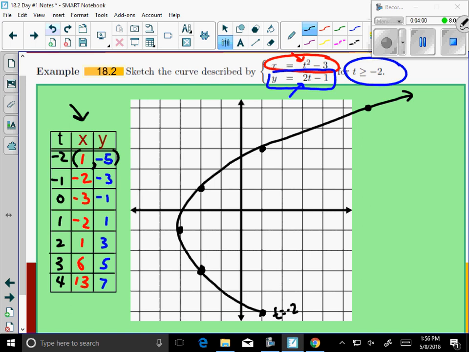Now, the orientation of this parametric equation is this way. This is necessary so we know the direction of the parametric. Where is it going? What would the domain be for x? My furthest x value to the left, what is it? -3. Is there any limit on the right side? No. So that would be the domain of x.